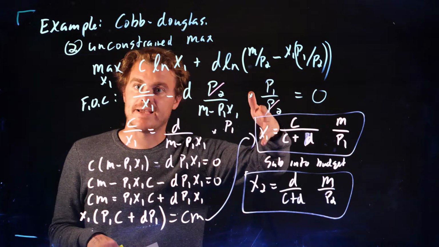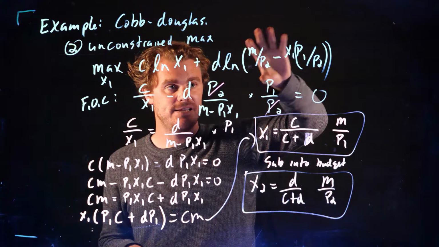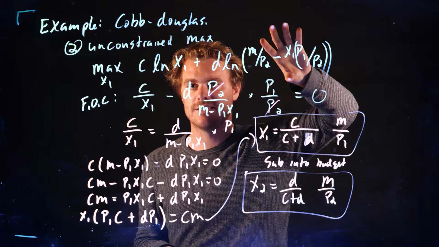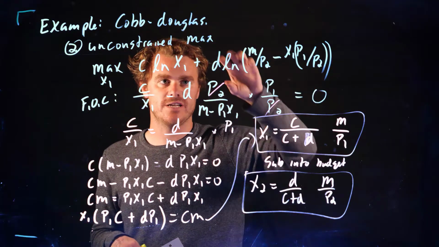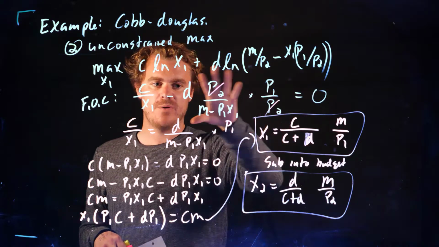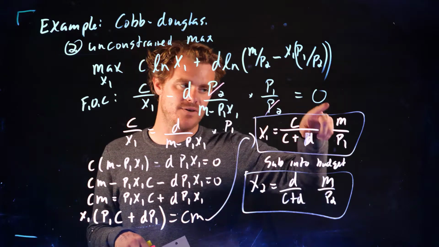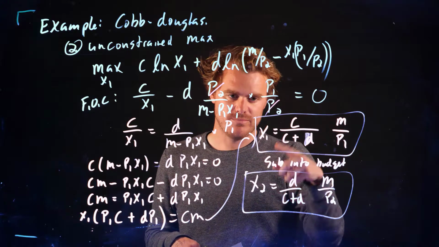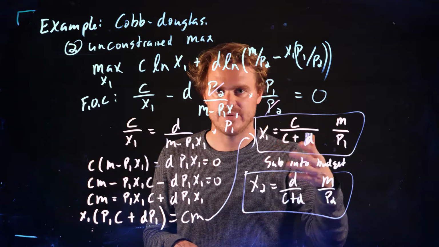So that's the unconstrained optimization. We basically put x2 as a function of x1 directly into our utility function. We take the first order condition, making sure we take this derivative carefully. And then we just rearrange and solve for x1 as a function of the prices as well as the budget, and we plug that into our budget constraint to solve for x2. Notice we get the exact same thing.